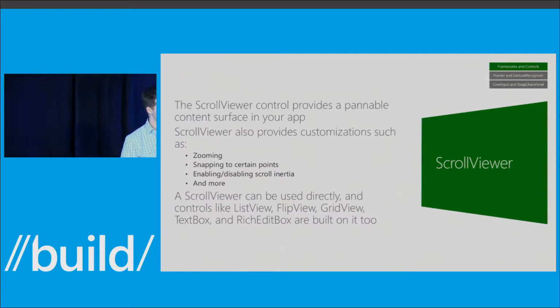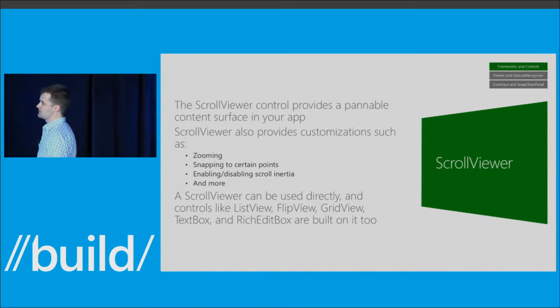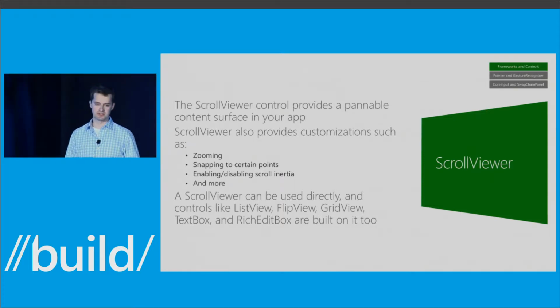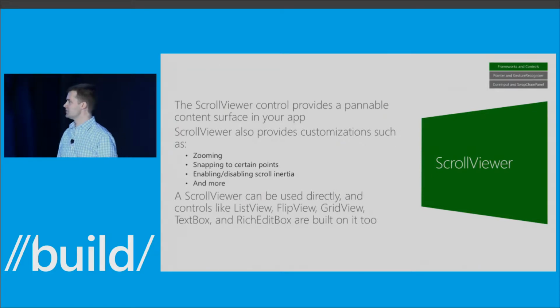It's certainly popular. Part of the reason it's popular is panning is such a core part of our interaction language. If you're on a phone, you've got a small screen, you pan through content. A lot of our controls like Pivot and Hub are built on panning behaviors. So Scroll Viewer gets used in a lot of places. And at its heart, it just offers you a way to have a lot of content in a small space in your app and sort of pan through it, right? But you can also do other things.